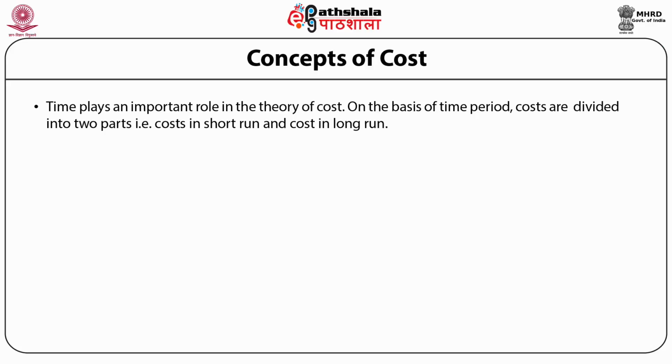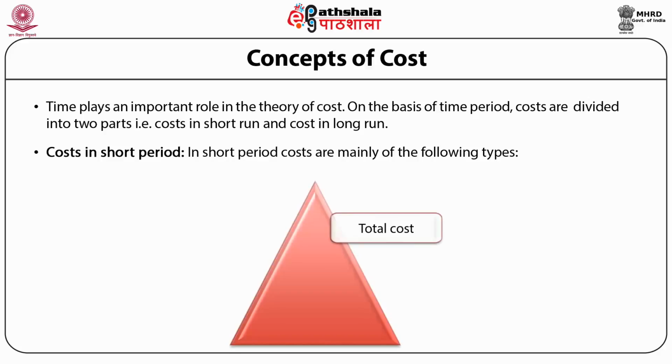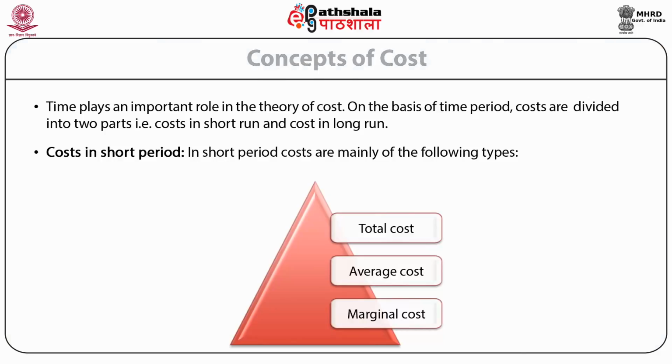On the basis of time period, costs are divided into two parts, that is, costs in short run and costs in long run. In the short period, costs are mainly of three types, as seen in the diagram. These are total cost, average cost, and marginal cost.